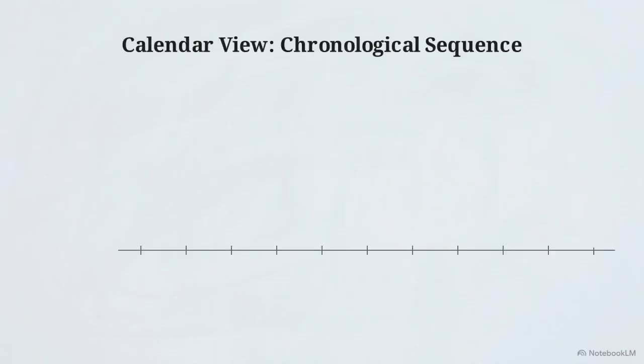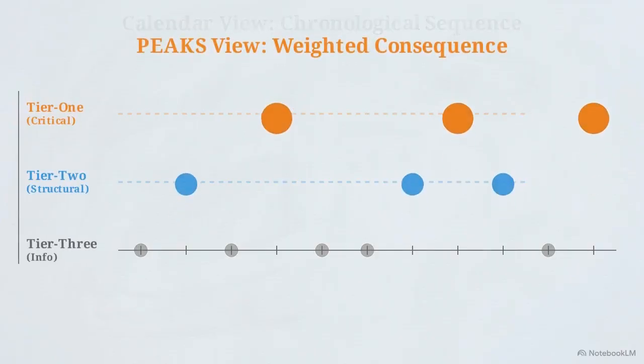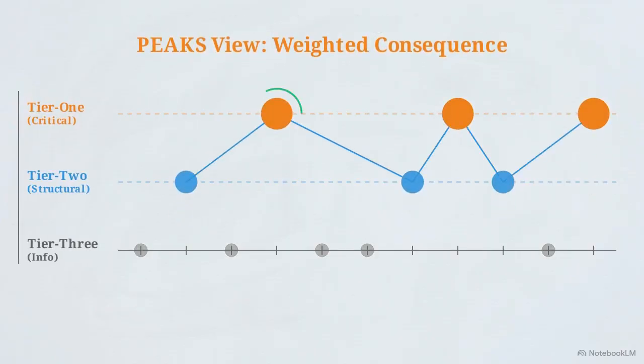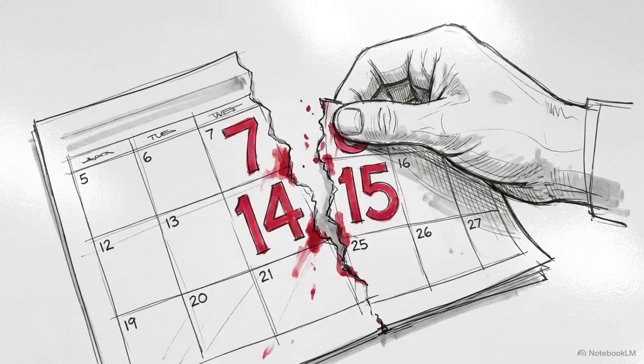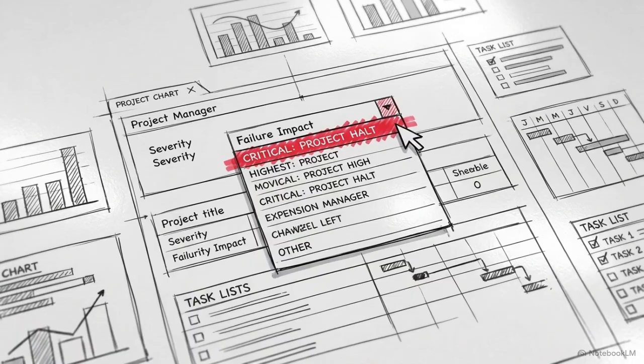Open your current project schedule right now. We'll edit it together. Your calendar tells you the sequence of events. It does not tell you the consequence of missing them. Shifting from a calendar-based view to a consequence-weighted system ensures your most crucial deliverables actually receive the protection they require.